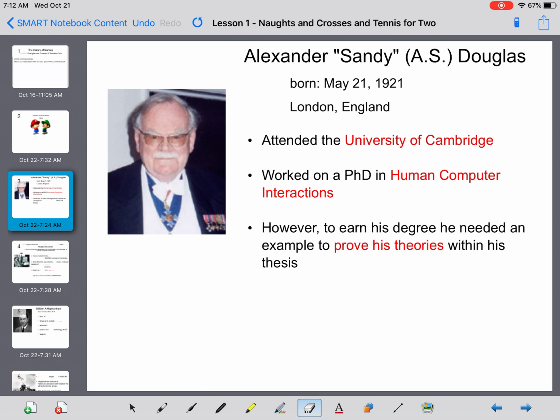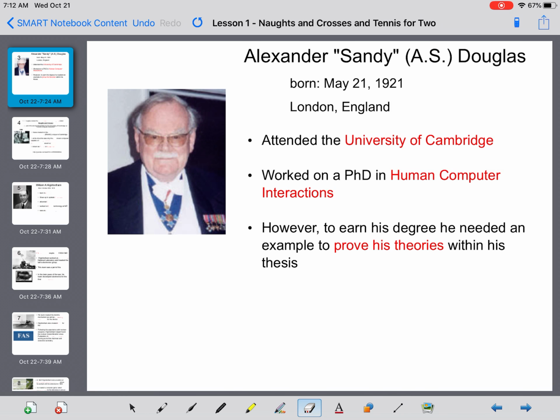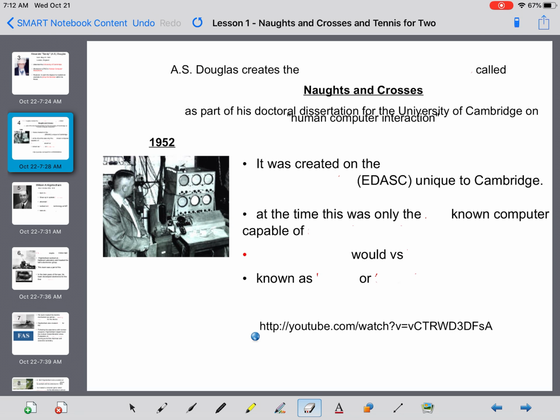However, to earn his degree, he needed an example to prove his theories within his thesis. So this is essentially a final assignment, final project before he graduates. A.S. Douglas creates the first documented computer game, and it is called Naughts and Crosses, as a part of his doctoral dissertation for the University of Cambridge on human-computer interaction.